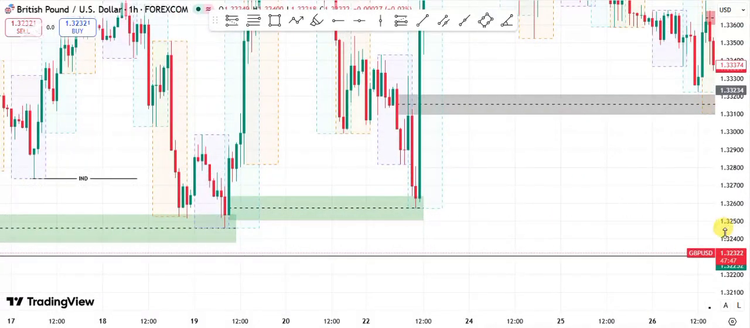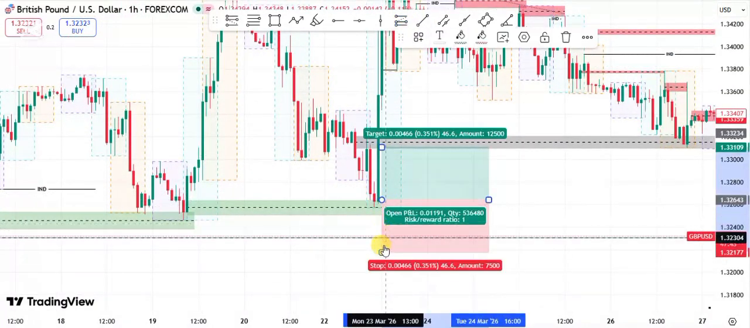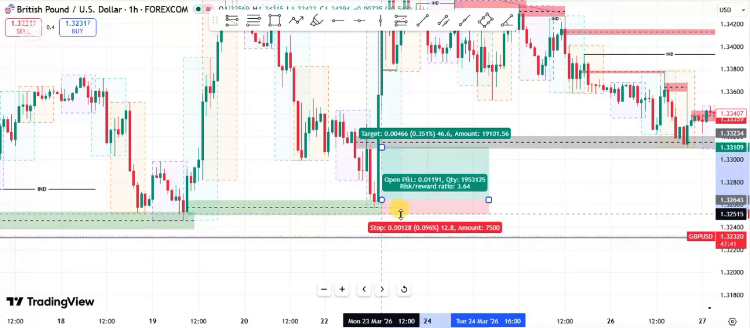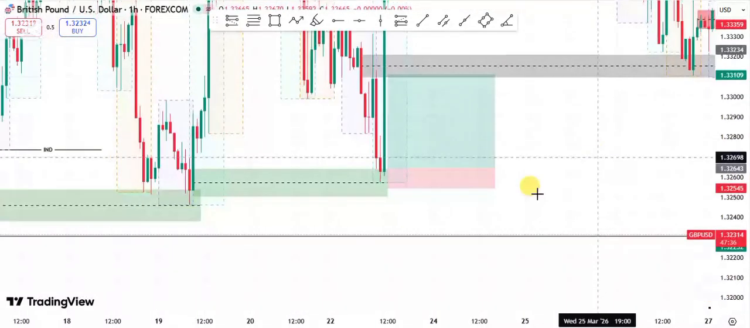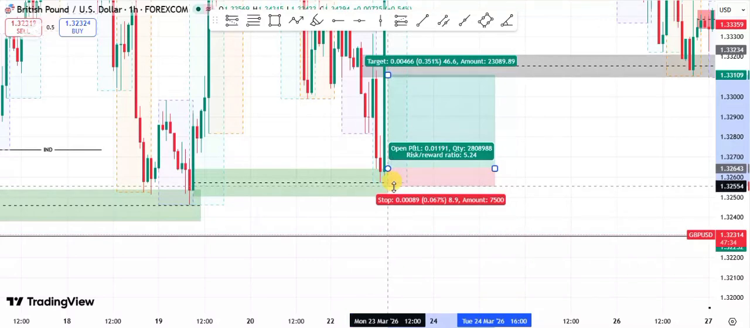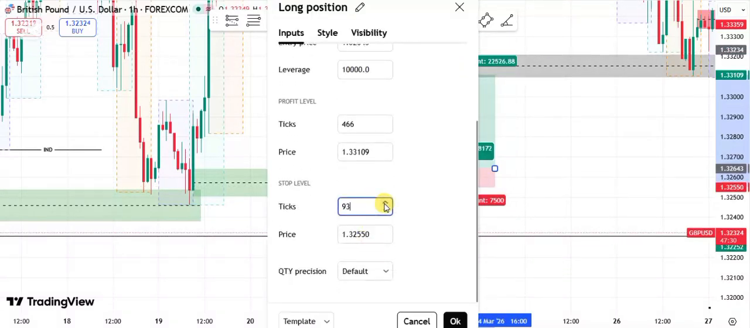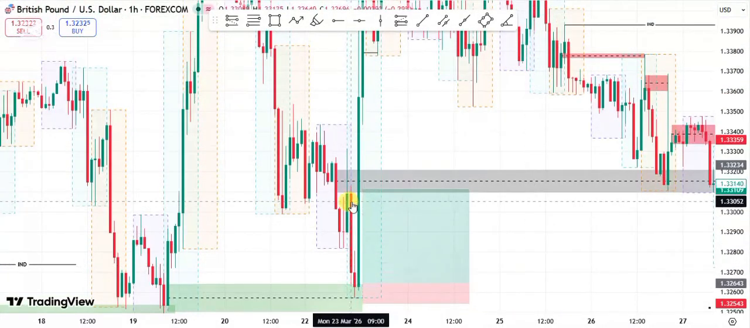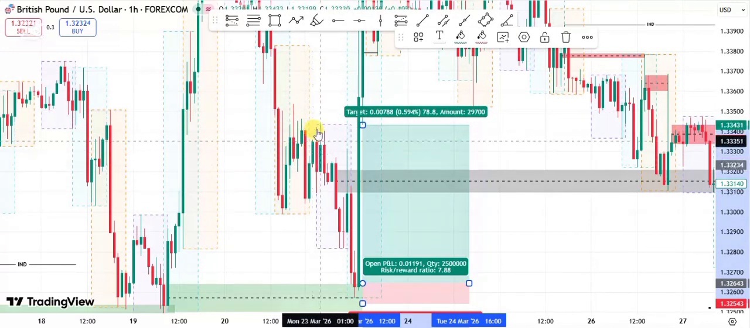So that was how I took this trade, and I targeted this. I think I used a 10 pip stop loss. Let me just quickly use this. So my target was just these highs here. I knew that these highs would surely be taken out.